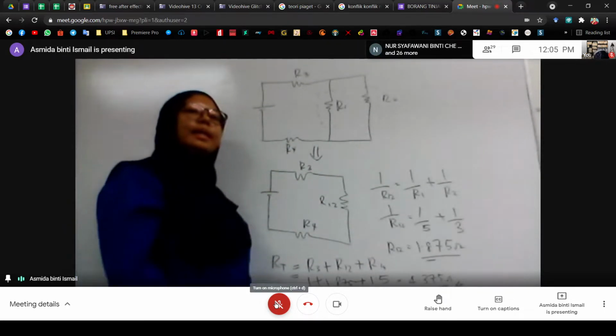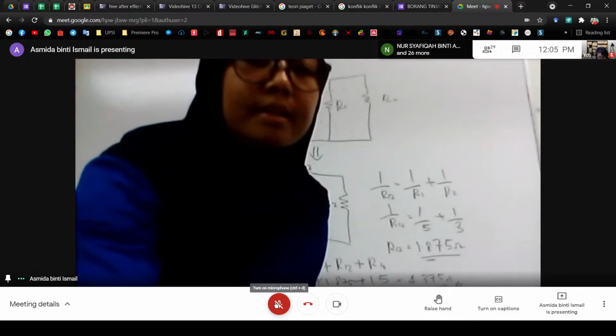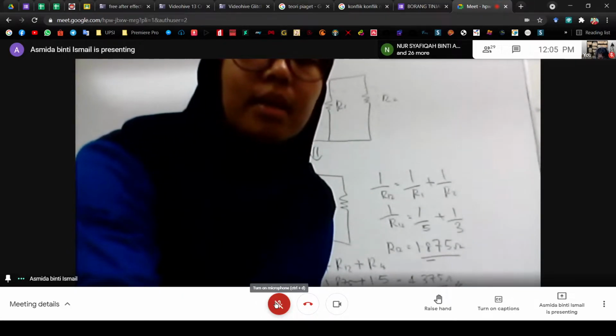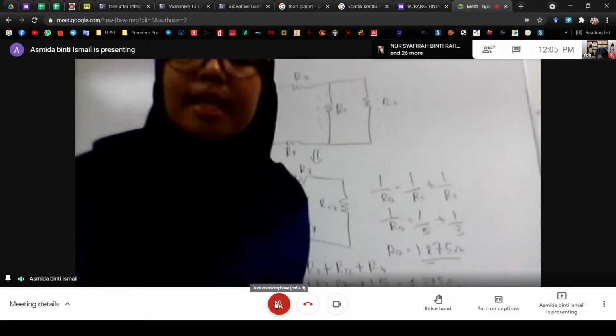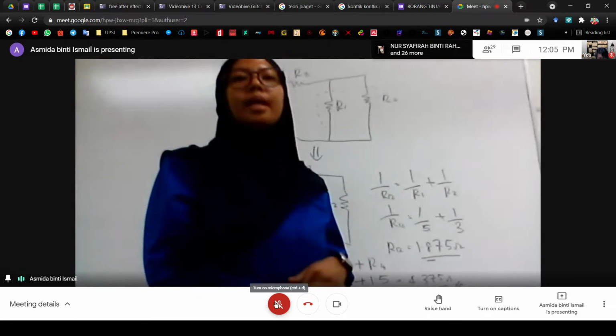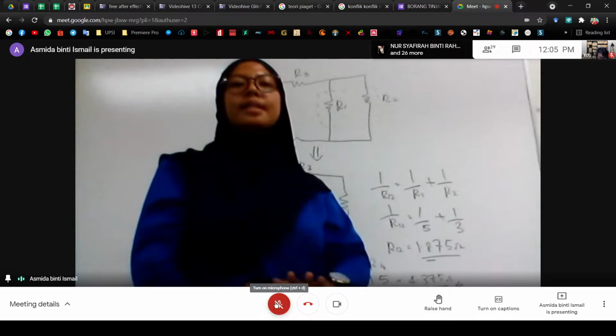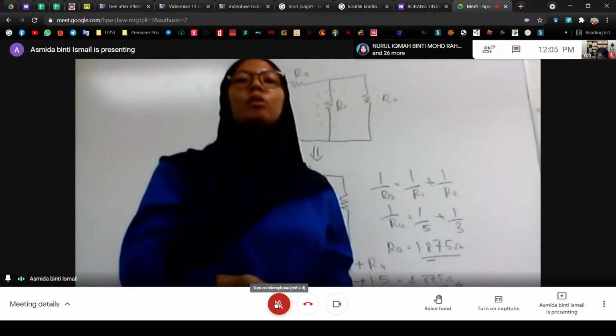Okay. Calculate this total resistance. Yang ni biasa je. This is the series circuit. Okay. But the values for R1, R2 and R3 are in kilo ohm. The value for the resistance is in kilo ohm. This is a normal value for resistance, in kilo ohm.